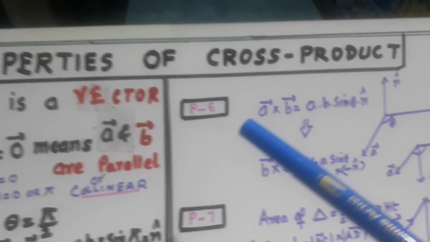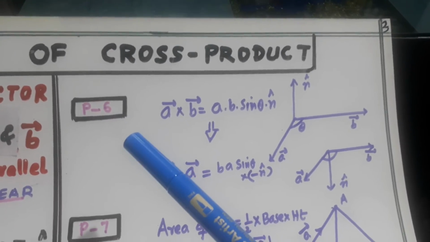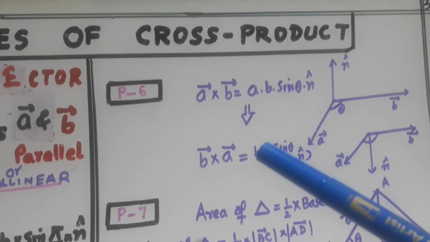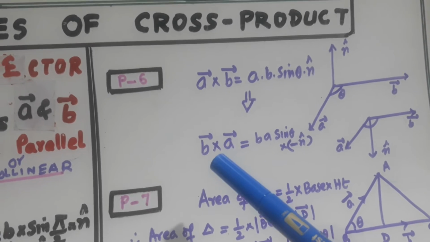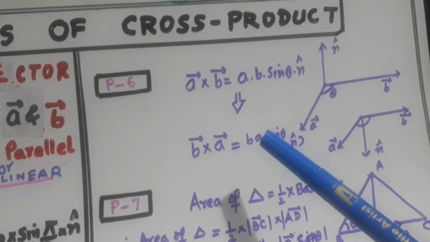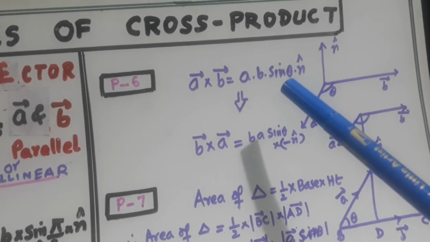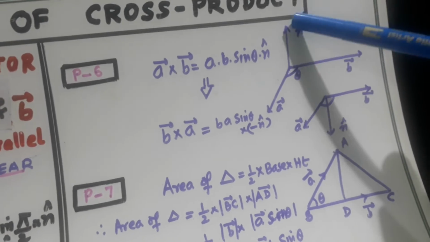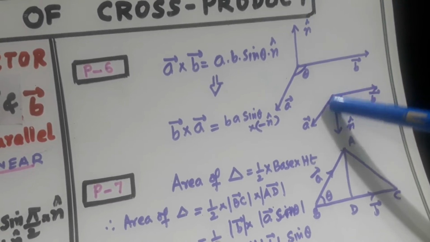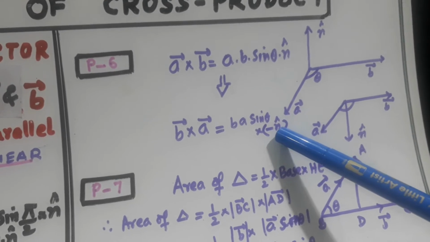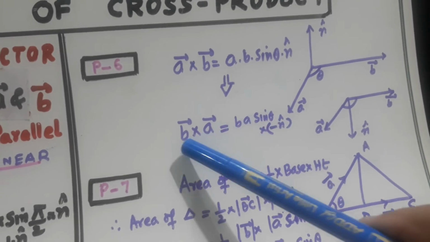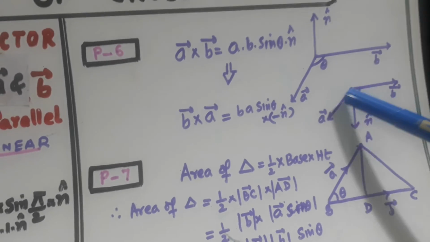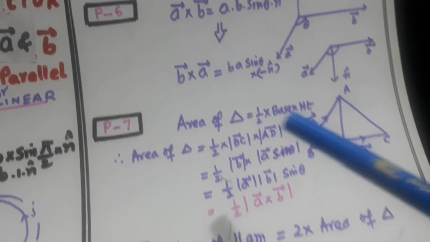Now let us go to property number 6. We know that A cross B is AB sin theta n cap. What happens to B cross A? Here this n will come down, so it will become minus. If it is plus, then this is minus. So n will be of minus sign. It will be BA sin theta n cap, but it will be minus because the direction has changed to the lower side.